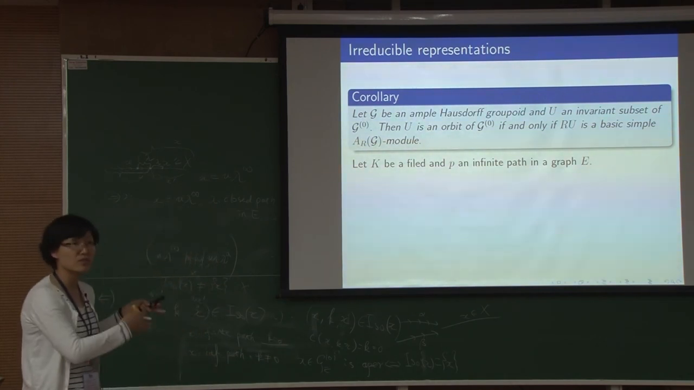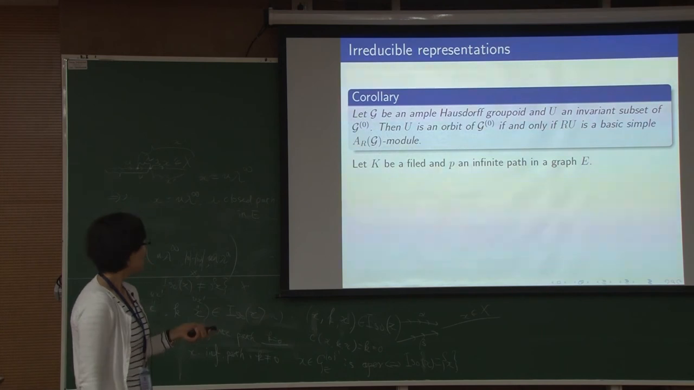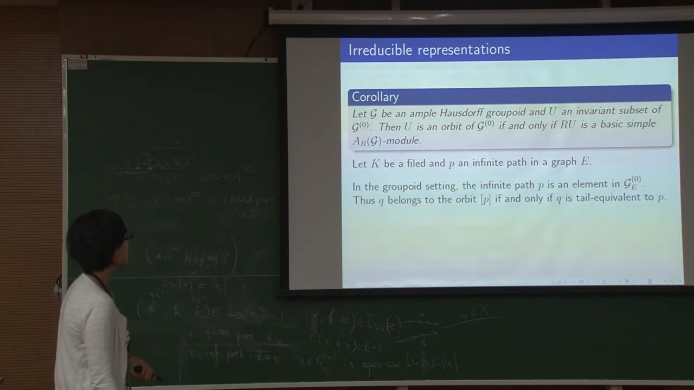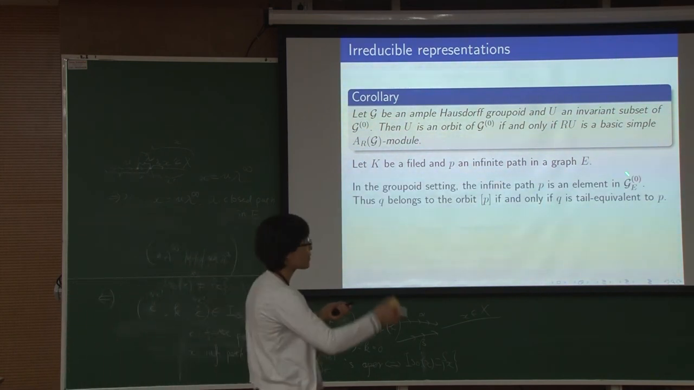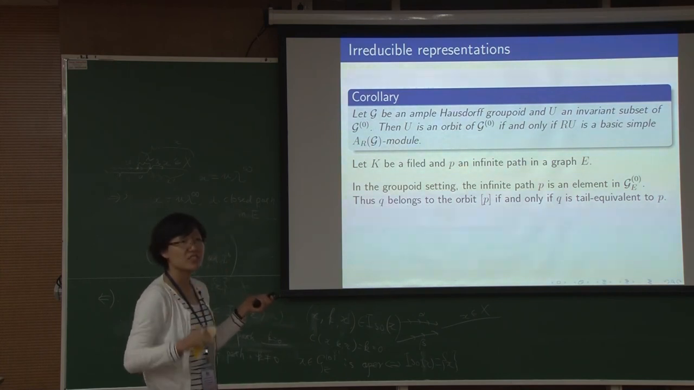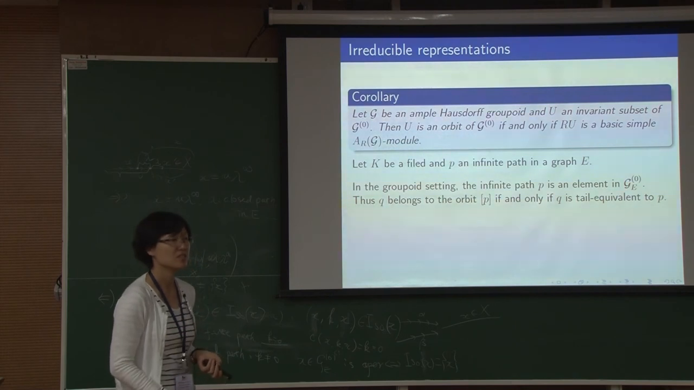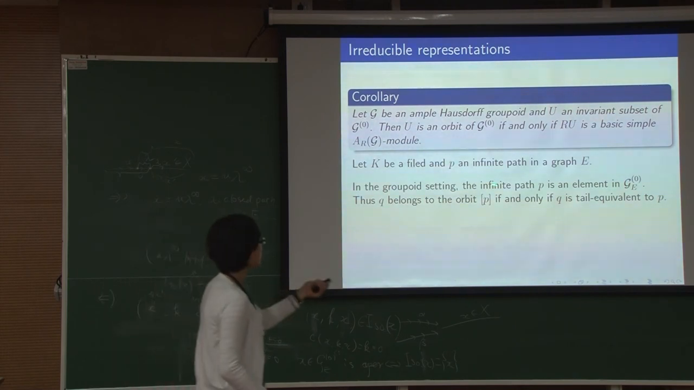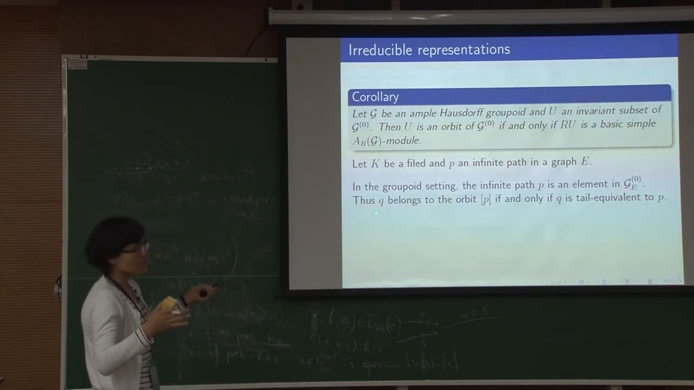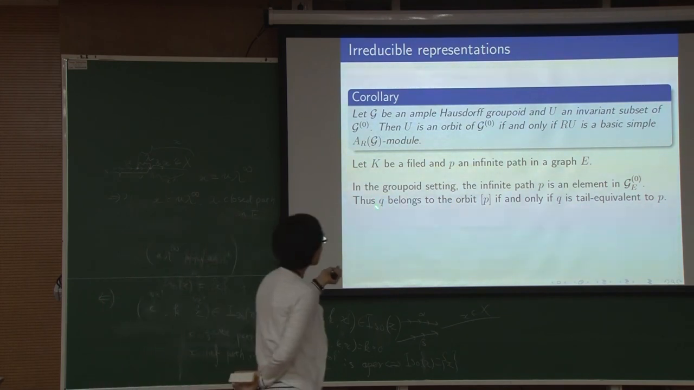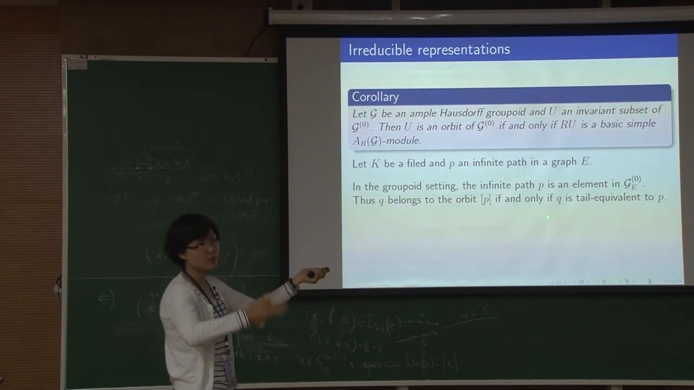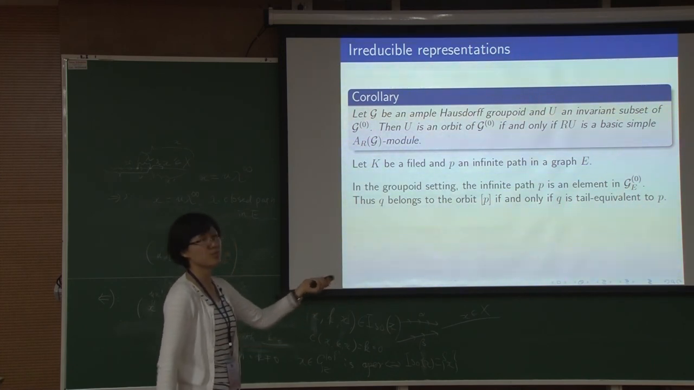Now let's get back to the graph case. Suppose P is an infinite path in the graph E, and we know that we have the groupoid DE, and this infinite path is an element in the unit space of DE. In the groupoid setting, another infinite path Q belongs to the orbit of P if and only if Q is tail equivalent to P.